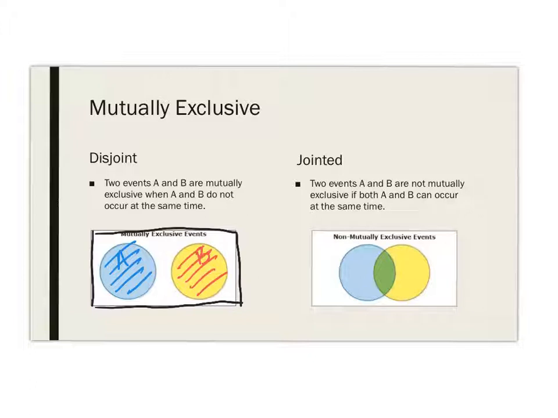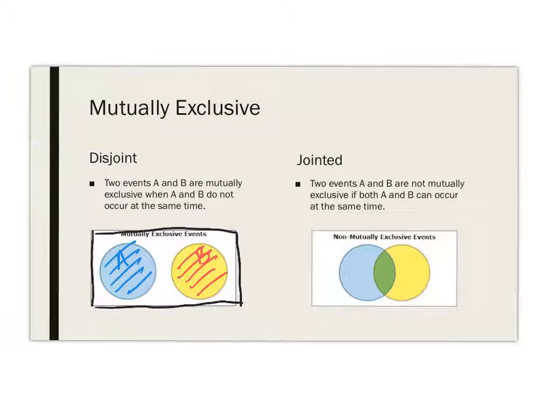So for instance, the probability of being left-handed or right-handed. Well, if you're left-handed and you define yourself as left-handed, then you can't be right-handed. So those are mutually exclusive events. The probability of smoking or not smoking, or being a non-smoker. If you smoke, then you can't be a non-smoker, mutually exclusive.